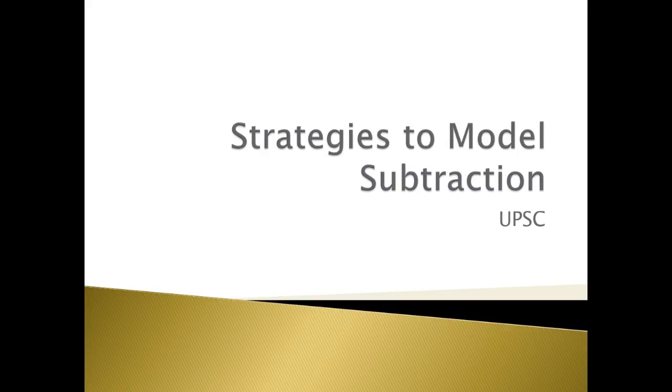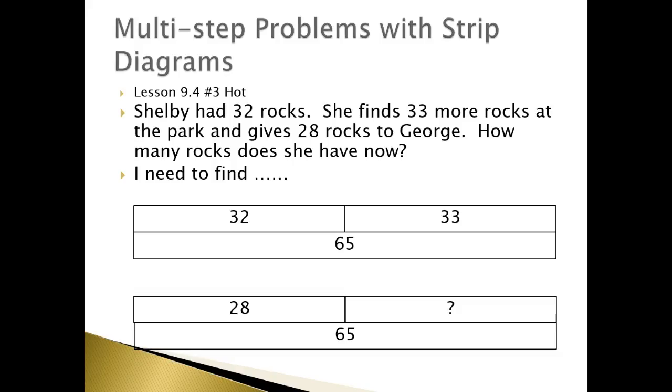Now, strategies to model subtraction, one of the things you can use is UPS check. Notice that this is a problem from your lesson in Module 9, Lesson 4. It's the number 3 hot problem. Shelby had 32 rocks. She finds 33 more rocks at the park and gives 28 rocks to George. How many rocks does she have now?